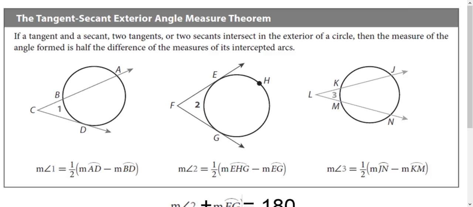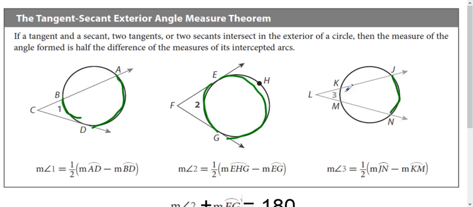So you can also have angles that are formed by a tangent and a secant, or two tangents, or even two secants. And they're all pretty much the same formula if you summarize them together. It's always going to be the big arc minus the little arc divided by 2. Big arc AD minus the little arc divided by 2 equals the angle. Same thing over here, the big arc EHG minus the little arc EG divided by 2 equals the angle.